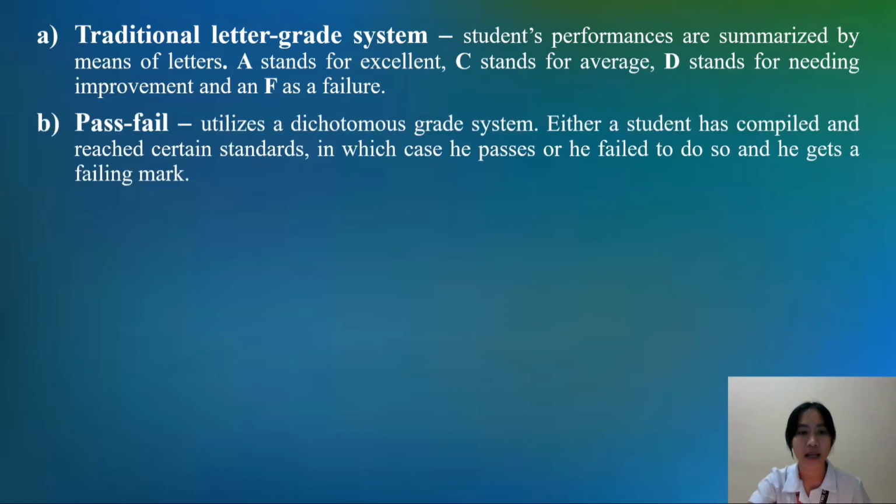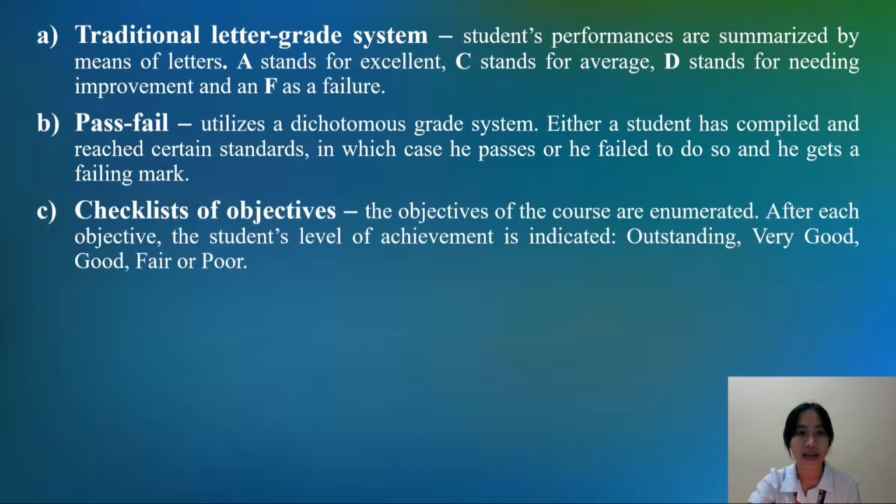The second one is pass-fail. The pass-fail system utilizes a dichotomous grade system. Either a student has complied and reached certain standards, in which case he passes, or he failed to do so and he gets a failing mark. This is popular in some courses in college, but not very much practiced in basic education. In fact, the pass-fail system should be kept to a minimum because it does not provide much information, since students tend to work to the minimum in mastery learning courses. No grades are reflected until the mastery threshold is reached.